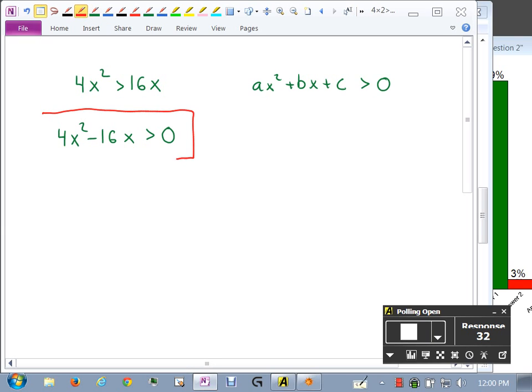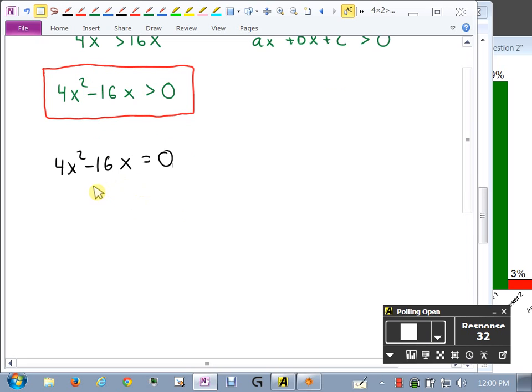We happy with this? I'm going to box that in red because that's the thing ultimately we're trying to solve. What x's make that true? So what I said to do is convert it to an equality. So take it, turn it into an equation, and solve that equation. How would you solve this equation?